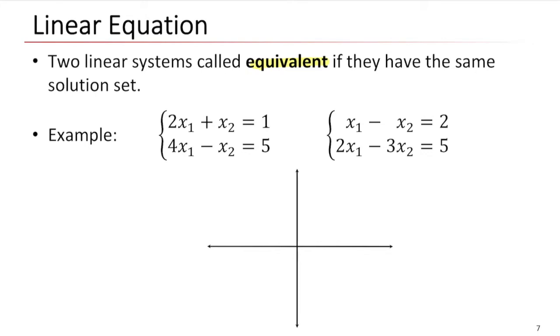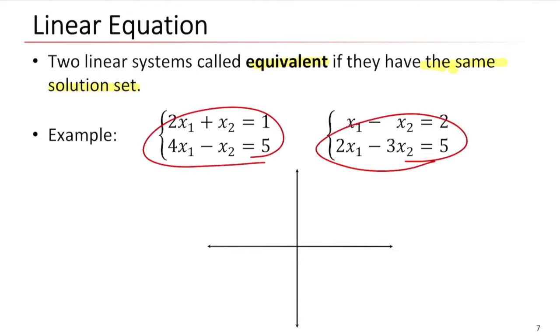What is equivalent? Two linear systems are called equivalent if they have the exact same solution set. What does that mean? Okay, let's think about these two linear system cases. This is linear system 1, and this is linear system 2.